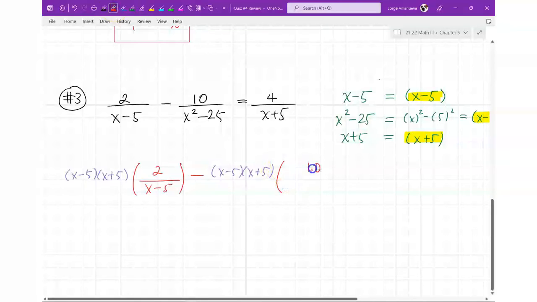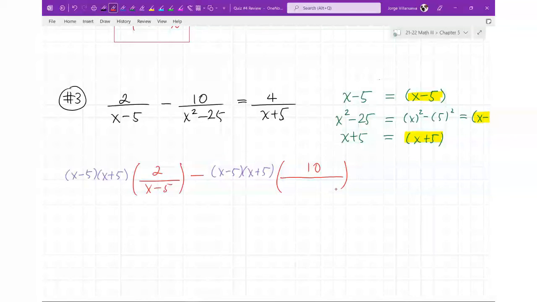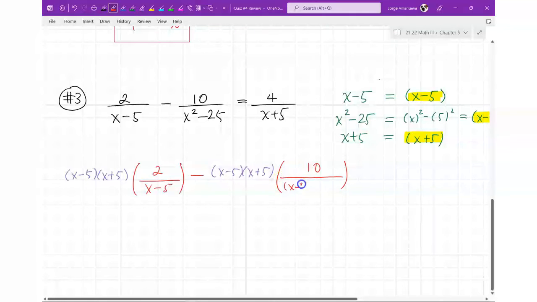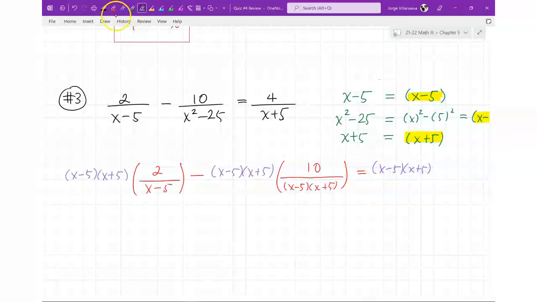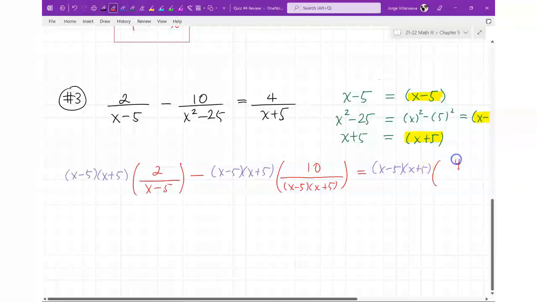times. Now remember, if you look at my notes from when we did this section, when I write out the next step, I always write everything factored. So x squared minus 25, I don't want to just write that. I want to write x minus 5, x plus 5, okay? Instead of x squared minus 25. And that's equal to x minus 5, x plus 5 times 4 over x plus 5.